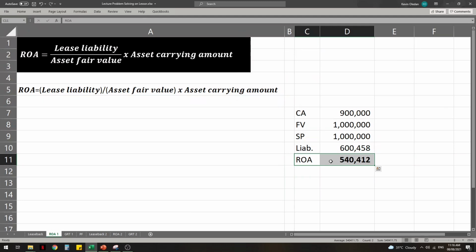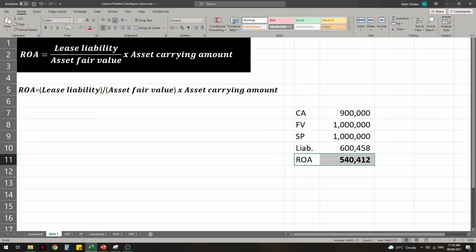Ito po yung amount na marirecord natin as a debit to ROA while crediting lease liability and also crediting or debiting gain or loss on rights transferred. To that, medyo may complications pa ng konti because do take note, the sale and the leaseback happens at the same time. And your entry for the sale and the leaseback is actually only one entry.